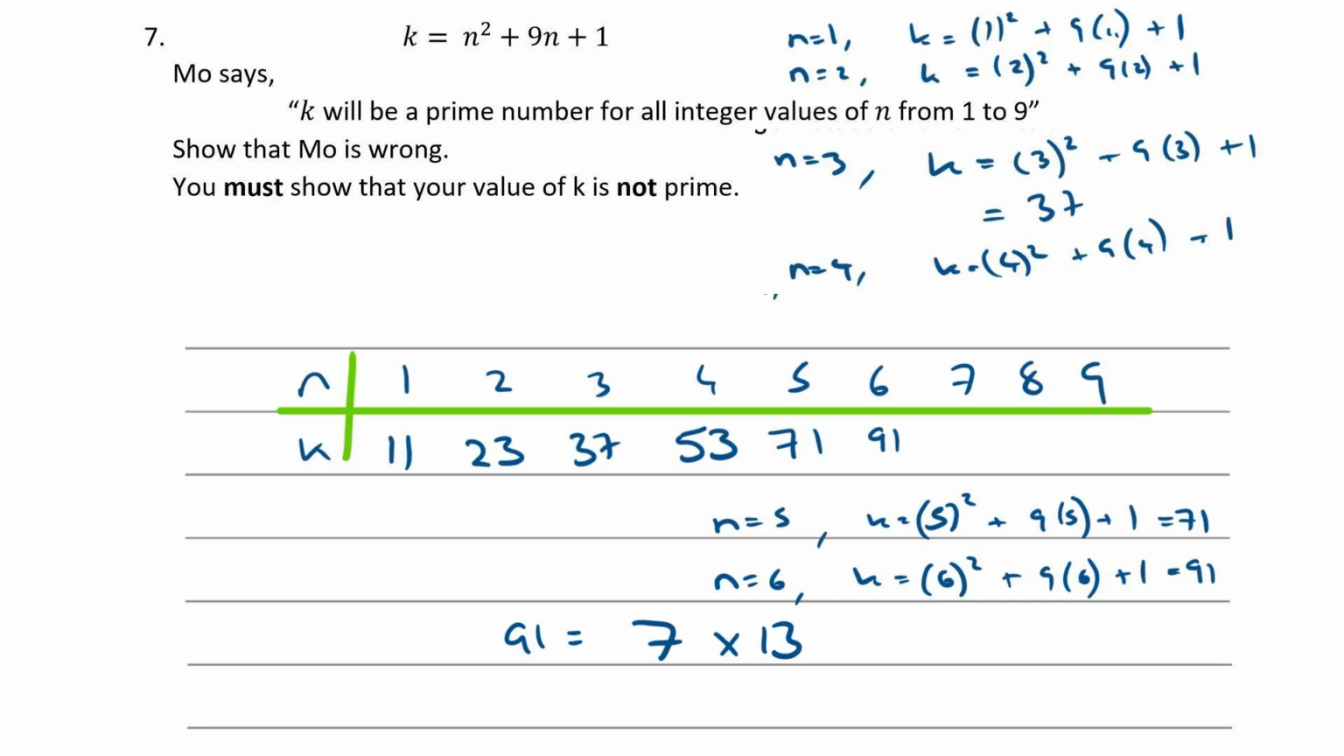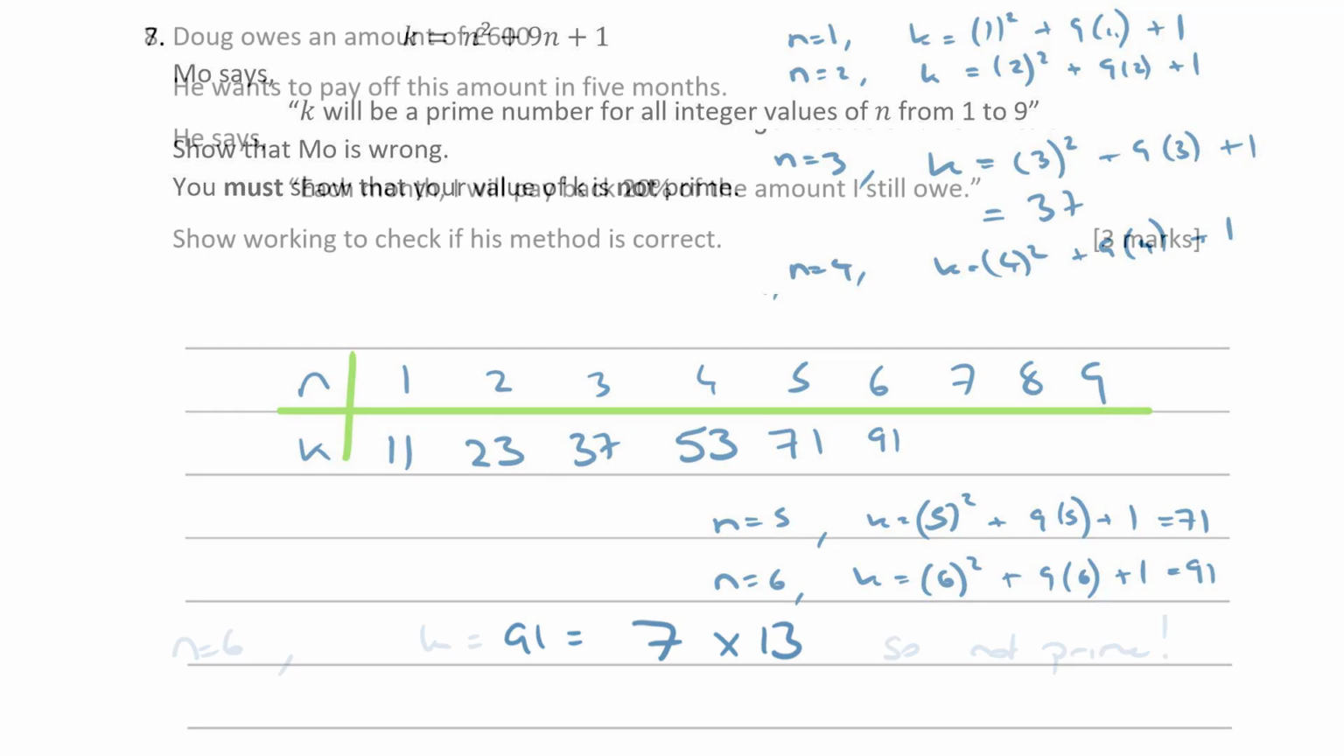So I've shown that the value of k is not prime for one of the values because I've shown a factor pair of it, so that's good. So 91 equals 7 times 13, so not prime. I think I'll just write at the front here, n equals 6, k equals 91, which is 7 times 13, so not prime. Okay, happy with that? Let's move on. Question 8.